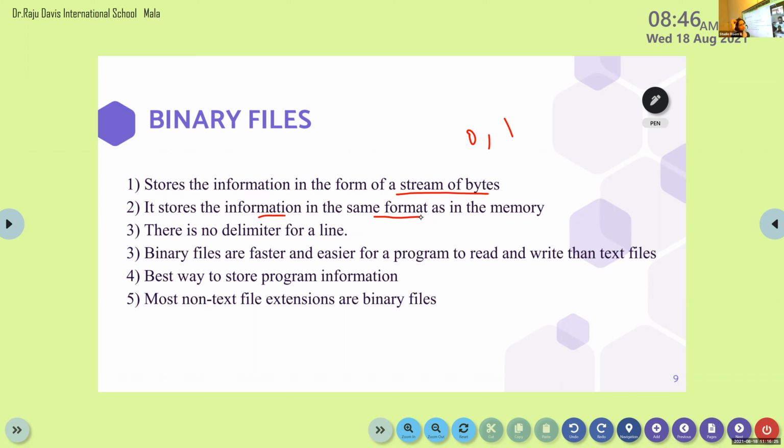What about the previous file? What about the text file? It stores the data as we typed, isn't it? Yes, ma'am. And in binary files, there is no delimiter. And it is fast because it is understood by the machine, isn't it? There is no need of translation in binary files. This is what we have discussed about the text file and the binary file.